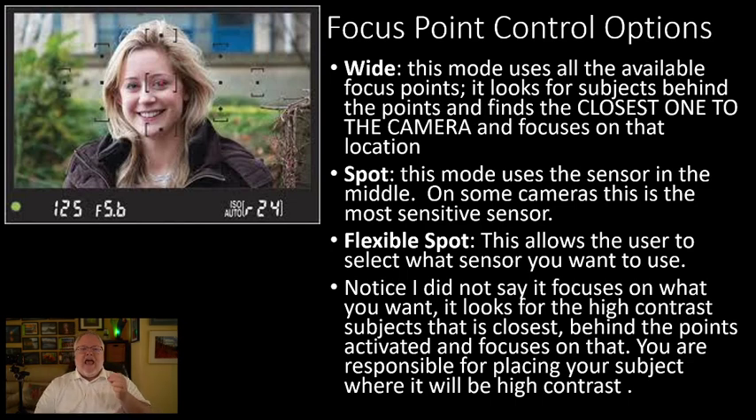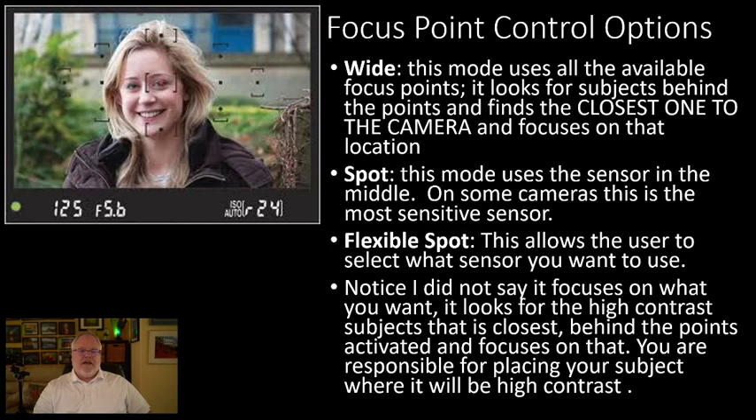So you're able to choose which points you use based on a couple of options. You have to tell it how many points you want to activate. So the first thing you look at is how many points you want to activate. And there's several options. Every camera has at least 3 separate options. The first one allows it to look at all of the points. Now in this picture here, we've got a camera that has 11 autofocus points, and it's looking at all 11, and it's finding the subject that is the highest contrast behind one of the points. I'll talk about that in a moment.